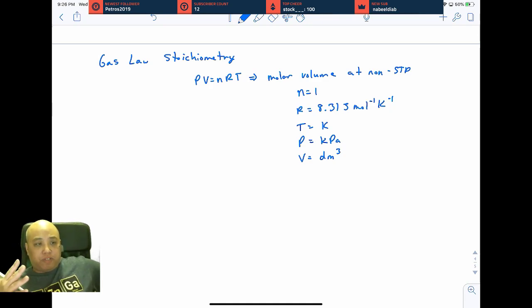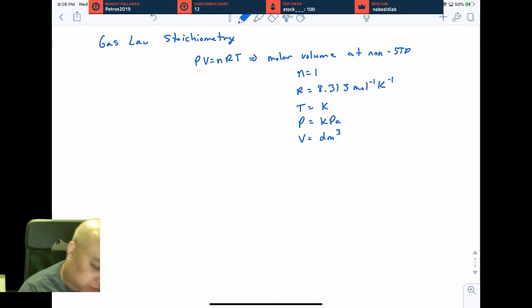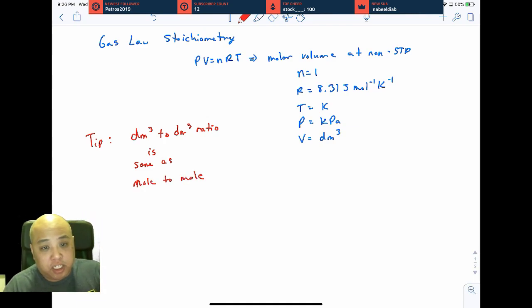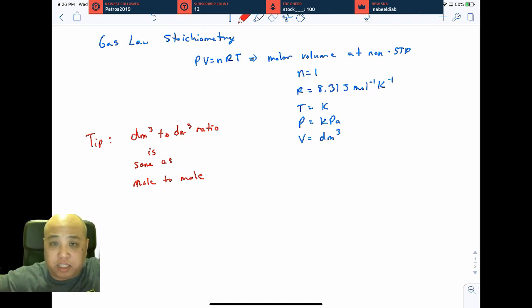Now, a little bit of a trick is that if you go from volume to volume for gas laws, you don't actually have to do all the steps, because the tip for gases is that decimeters to decimeters ratio is the same as mole to mole. Okay, so you can actually skip a bunch of steps because they all cancel out. Like the molar volumes would all cancel out if you're going from decimeters cubed to decimeters cubed.